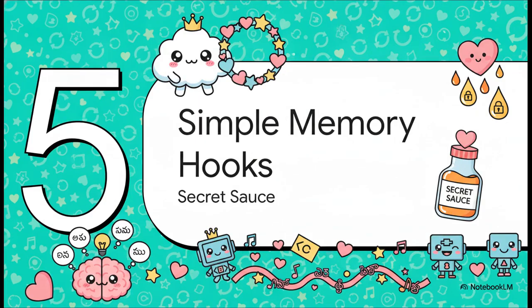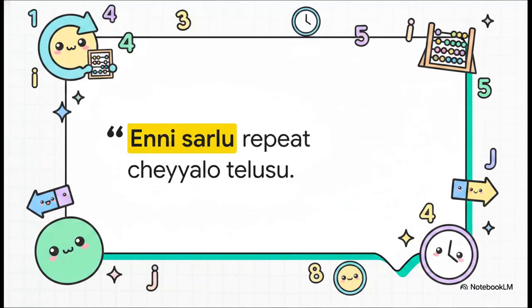Finally, Section 5, Simple Memory Hooks. This is the secret sauce for making sure you never forget this stuff. Going back to our source material, here is a fantastic hook for the for loop. Any sarluv repeat shayalo telesu. This powerfully translates to, we know how many times to repeat.